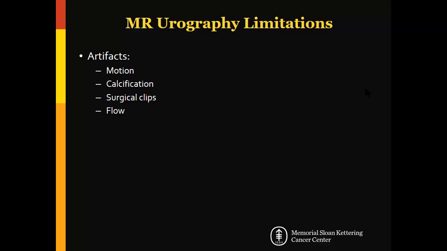Most of them are related to the difficulties with the technique and the experience that the group needs to have in order to get good quality images. There are well-known artifacts associated with MRU, most of which are associated with MR in the abdomen and pelvis in general: motion, the presence of calcification not dealt with very well, artifacts from surgical clips, and flow-related artifacts, especially in those heavily T2-weighted 3D images that we see.